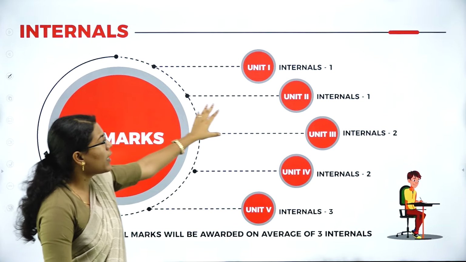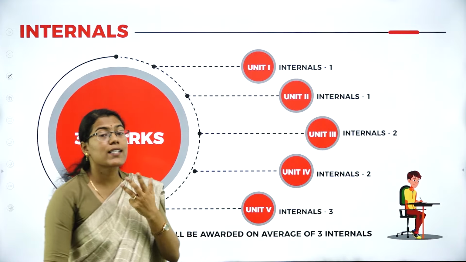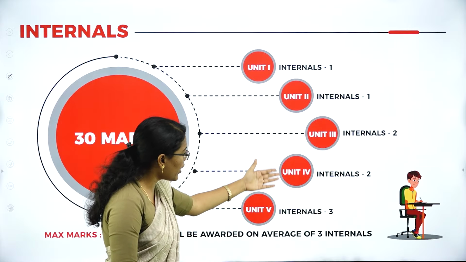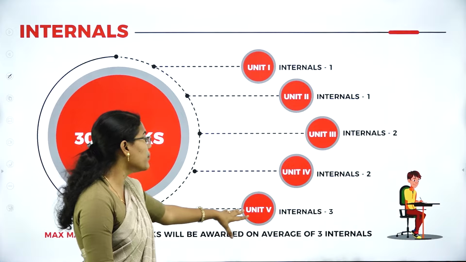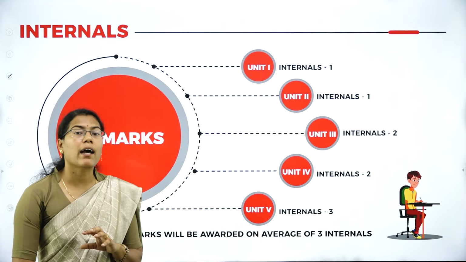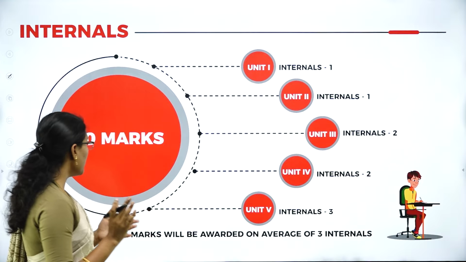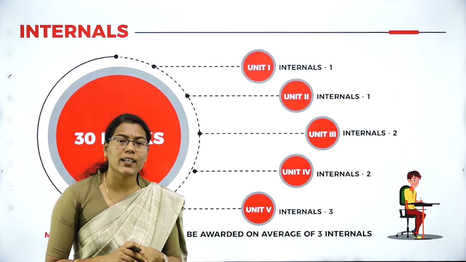Your first internal assessment test will be from Unit 1 and Unit 2. Your second internal assessment test will be from Unit 3 and Unit 4, and your third internal assessment test will be from Unit 5. So you will have 3 internal assessment tests, and the final marks will be awarded on the average of these 3 internals.